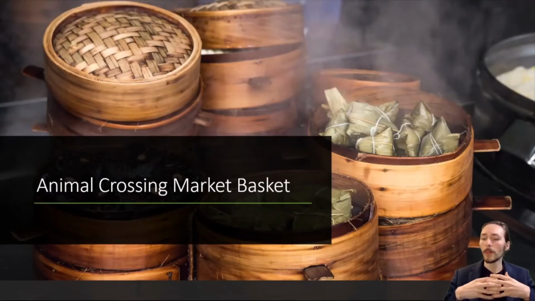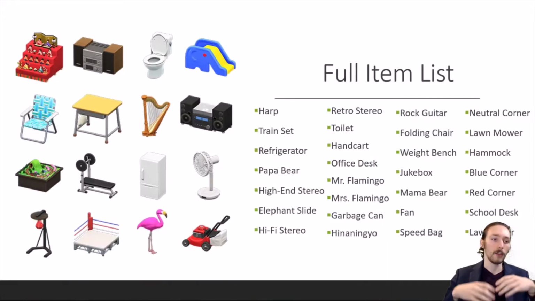And so, we'll select a number of goods that have appeared in roughly the same form in both the original Animal Crossing and in Animal Crossing New Horizons to create an Animal Crossing market basket that we'll use to then measure inflation. And so, I've taken the liberty of going ahead and finding the item prices in both the original Animal Crossing and in Animal Crossing New Horizons for as many items as possible. The 28 or 29 you see here are the ones that have the exact same name, roughly the same design, and have pricing information in both titles.